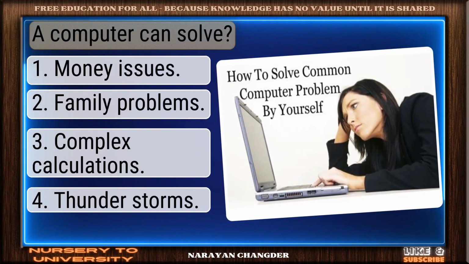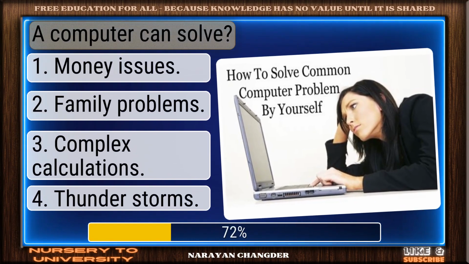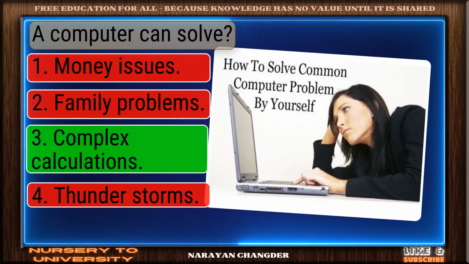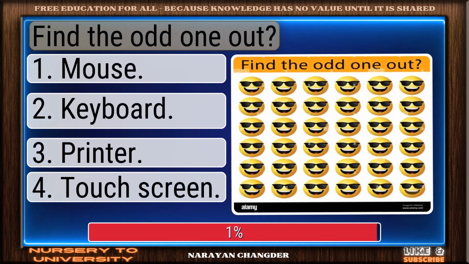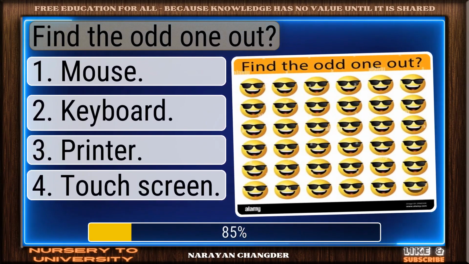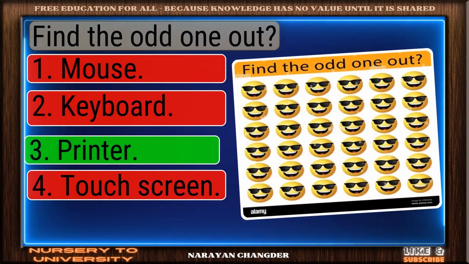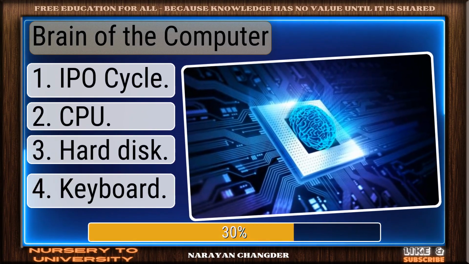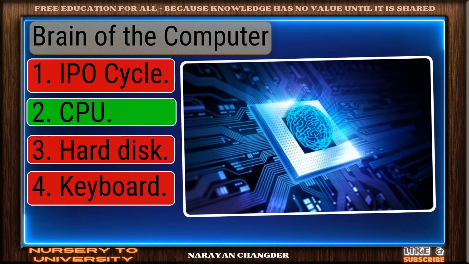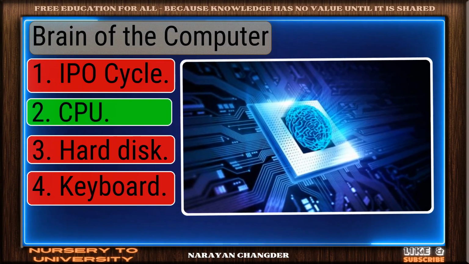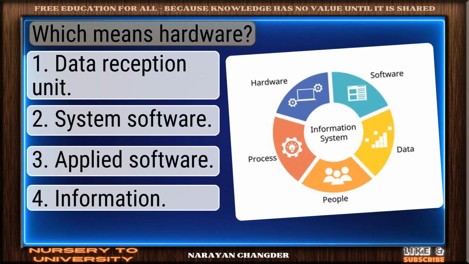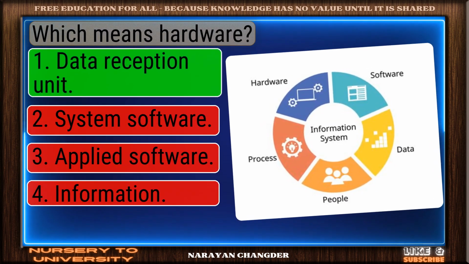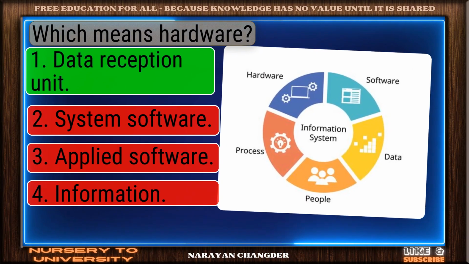A computer can solve? Correct. Complex calculations is spot on. Find the odd one out. Clear logic. Printer is sound. Brain of the computer? Good thinking. CPU is right. Which means hardware? On track. Data reception unit is correct.